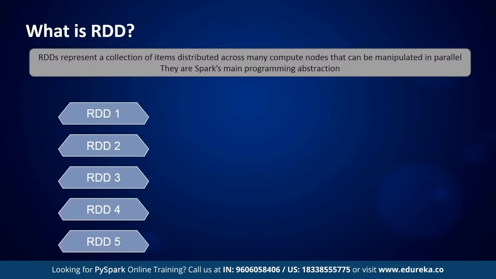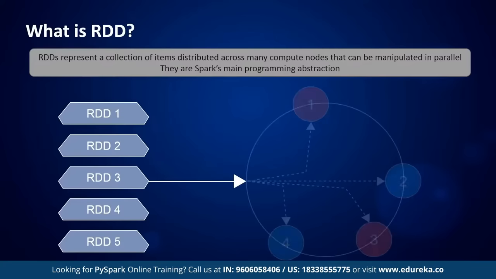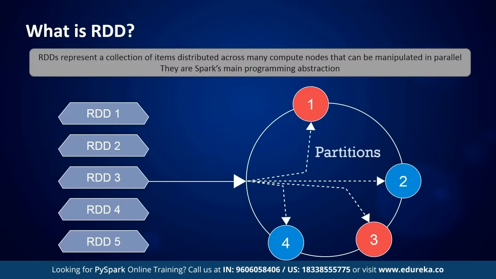A Resilient Distributed Dataset is an immutable distributed collection of objects. Your objects can be anything like strings, lines, rows, objects, collections, etc. RDDs can contain any type of Python, Java, or Scala objects, even including user-defined classes as well. And talking about the distributed environment, each dataset present in an RDD is divided into logical partitions, which may be computed on different nodes of the cluster. Due to this, you can perform transformations or actions on the complete data in parallel. And you don't have to worry about the distribution, because Spark takes care of that.